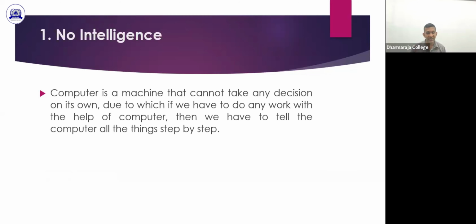If you talk about no intelligence, a computer is a machine that cannot take any decision on its own, due to which we have to tell the computer all the things step by step. Okay, do this one, do that one, like that. So it has no intelligence, but sometimes we do not agree with this when you talk about AI technology. AI technology is now far ahead of this. Now computers can think and do the work sometimes.